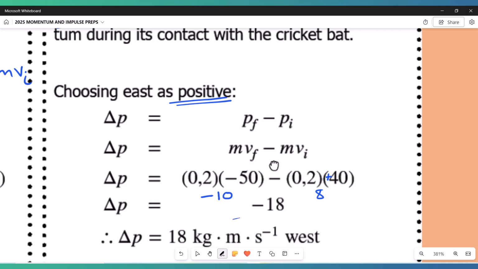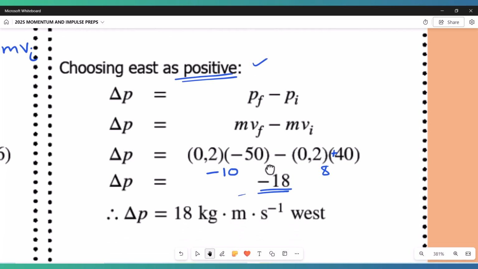So our change in momentum is what? It is 18 kilograms per second west. Why do we say west? Because we chose east as positive, and we are getting a negative answer here. So we should conclude and say that it's going to be 18 kilograms per second west.